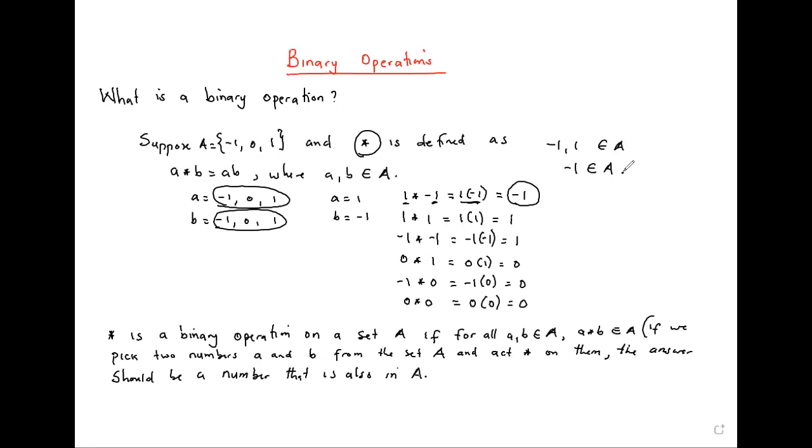As you can see here, you get 0 and 1, multiply them, you still get 0. You get -1 and 1 multiply, you get -1. You get 1 and 1 multiply, you get 1. -1 by -1, you multiply, you get 1. Whatever answer you get is an element of A, if you use the elements of A to get that answer. That is how we define a binary operation.